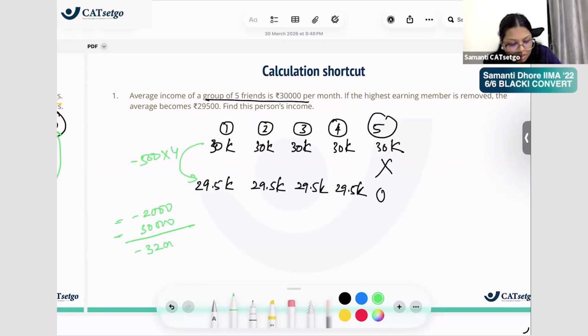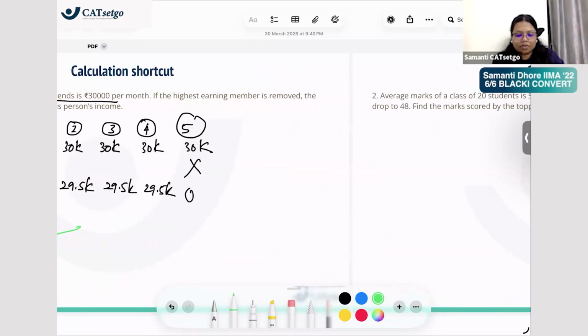So this is how much change? 32,000 change. Why did 32,000 change? Why did it reduce? Because the one person earning the highest money, the highest person's money was 32,000, got kicked out. They removed him. That is why it is minus. Have you understood it? I want answers from everyone.